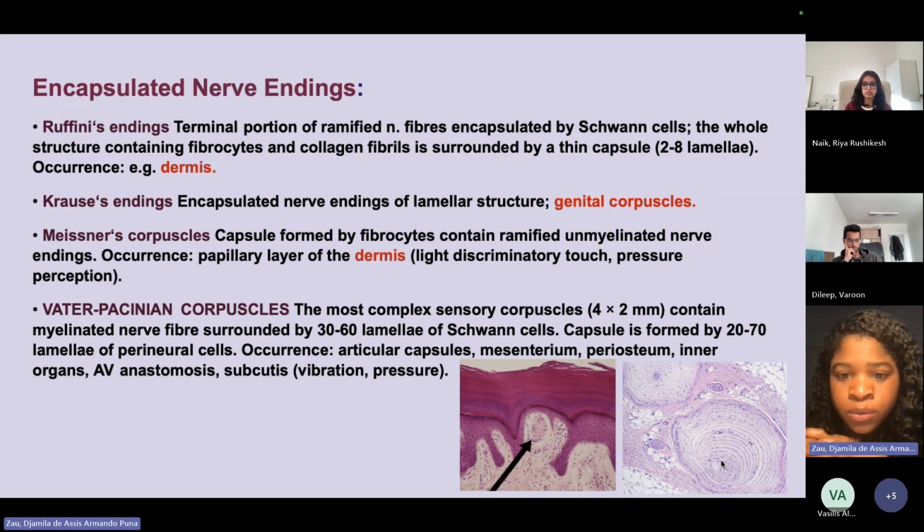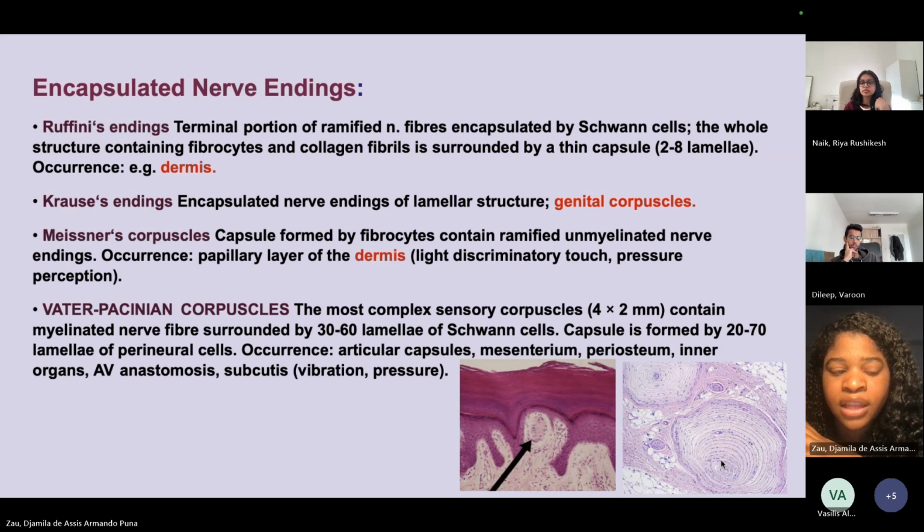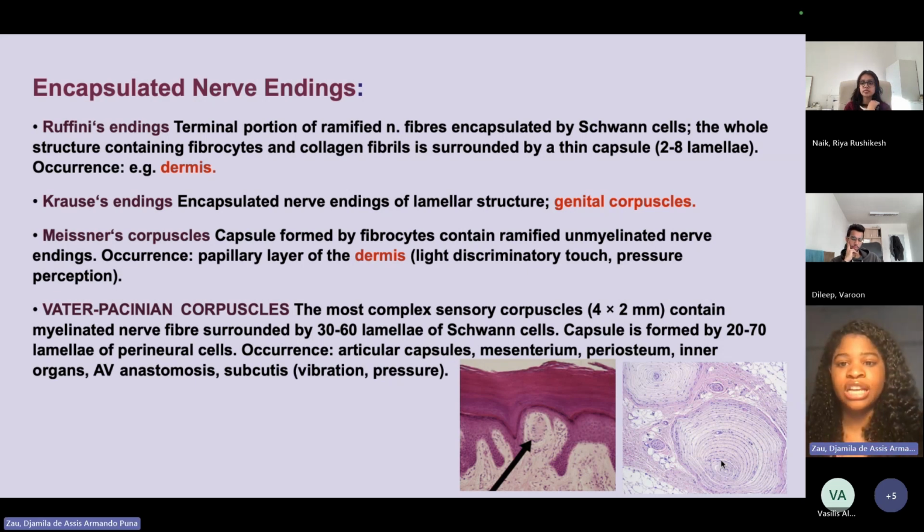Does anyone know how to tell apart a myelinated and unmyelinated nerve fiber in histology, guys? Like when you look at a slide, do you guys know how to, okay, this is a nerve, but how do I know it's myelinated or unmyelinated? Does anyone know?